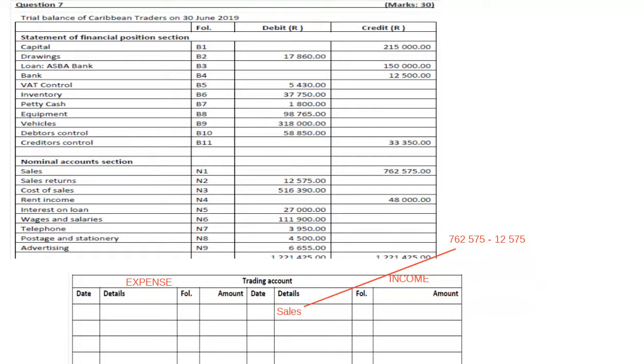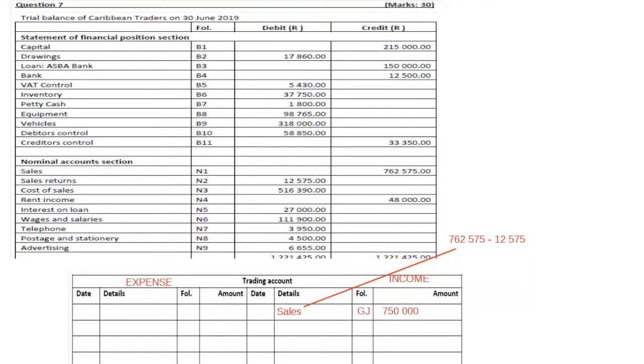How much is the balance? Because for me, I find 750,000. Remember the journal for this particular account will always be what? Will always be GJ. Okay. And then just write GJ. And then the amount that I found, 750.